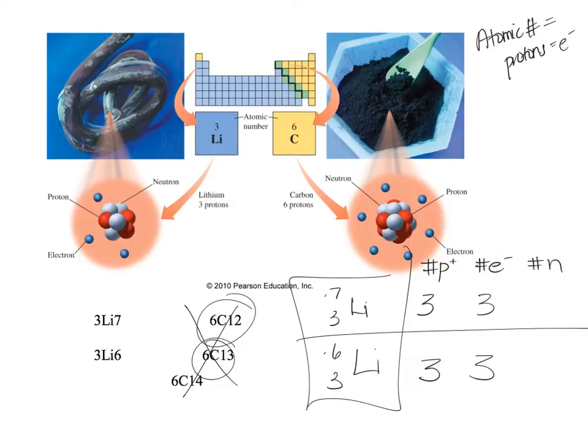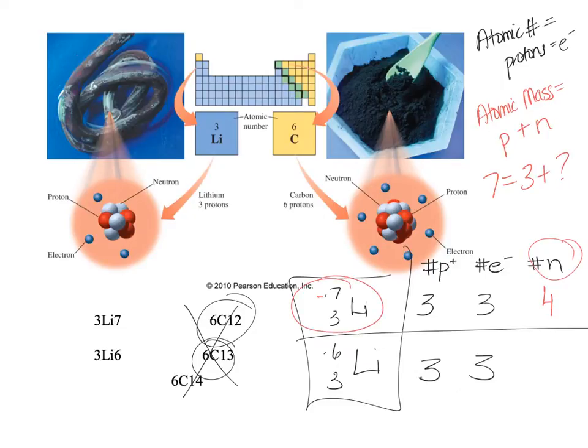And you go, okay, so what's the difference? Well, that leaves me with 1 subatomic particle left, my neutrons. And remember, atomic mass, or mass number, is equal to protons plus neutrons. They're not equal to each other. Sometimes they are, but not usually. So if my mass, for instance, in this guy is 7, 7 equals my 3 protons plus what? So 3 plus 4 equals 7 for this isotope of lithium.